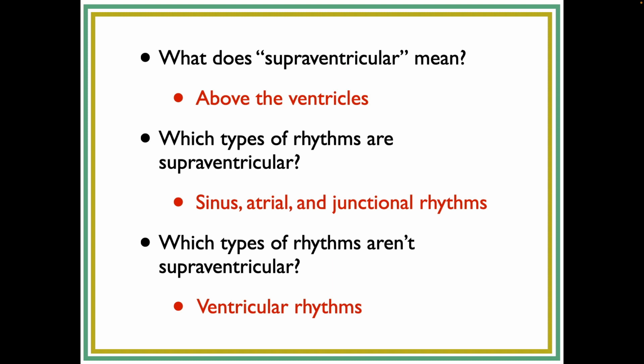So what I'm saying is that this is a really important distinction. This is going to become a very important distinction for us. It will become clearer the more we do it, but I'm also going to tell you another reason why on the next slide. Rhythms are either supraventricular, meaning sinus, atrial, or junctional, or they're ventricular. And that's a really important distinction.